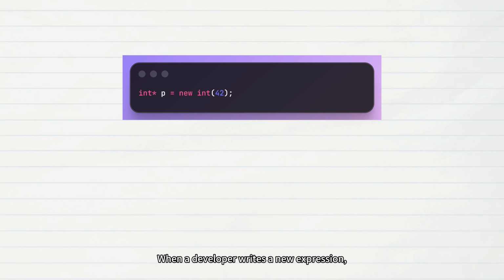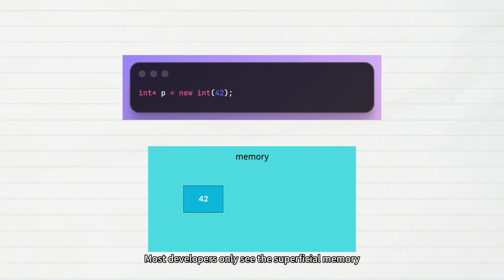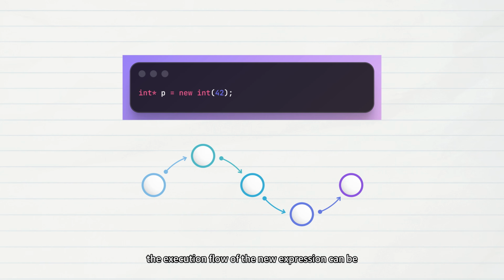When a developer writes a new expression, what is triggered is not a simple API call for memory allocation, but the complete process defined by the C++ language specification, including memory acquisition, object construction, alignment guarantees, exception handling, and several other critical steps. Most developers only see the superficial memory allocation behavior and overlook the C++ object lifecycle management logic that lies behind it. For this line of code, the execution flow of the new expression can be broken down into the following 5 key stages.